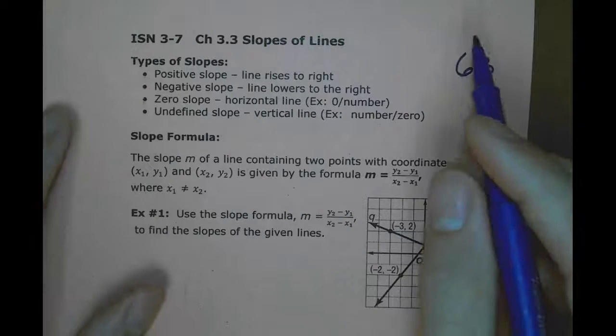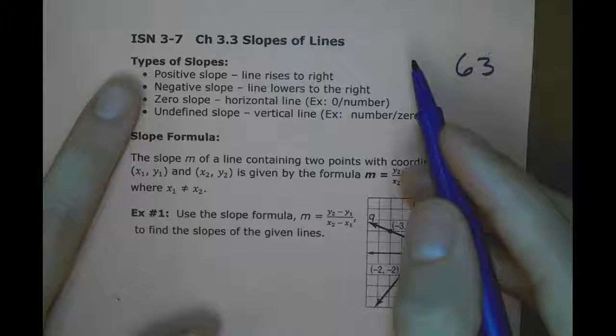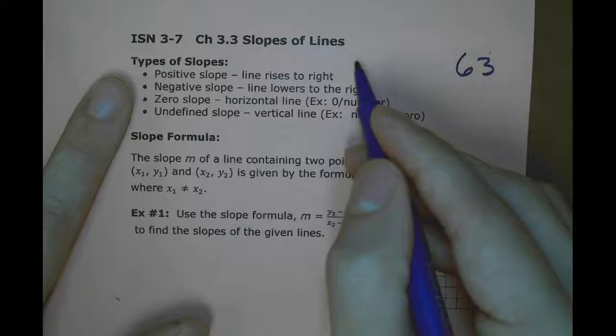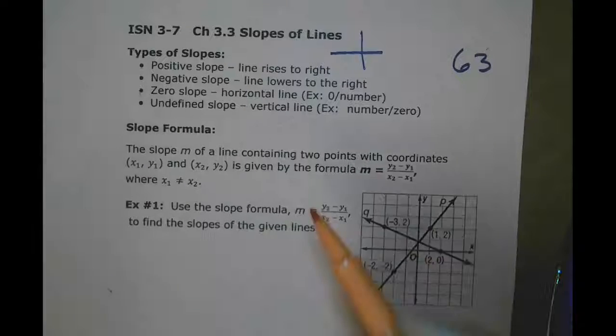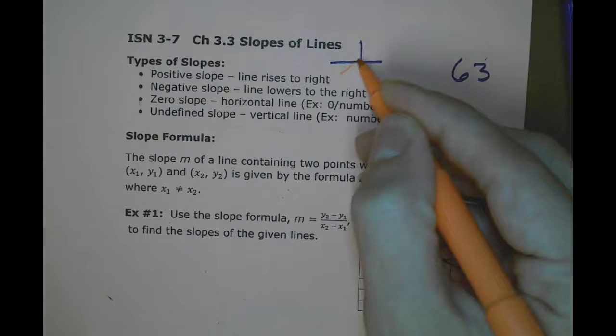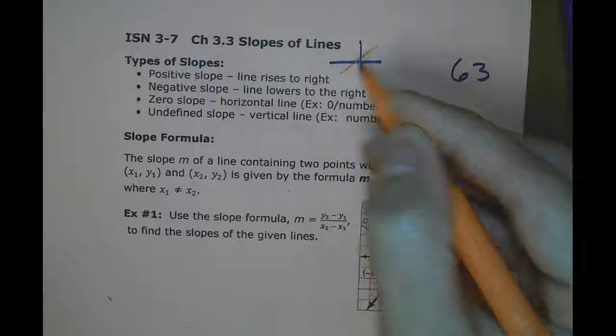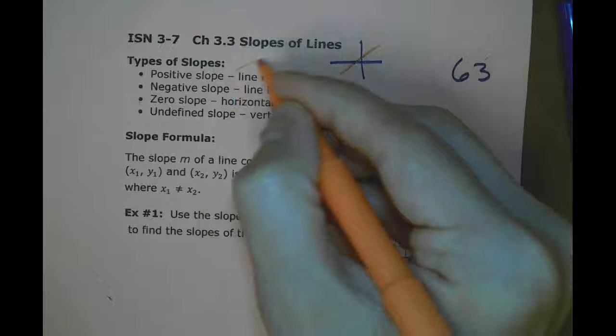There's four different types of slopes. The first type of slope is called a positive slope. So if I were to draw a graph, a positive slope would look something similar to this. So a positive slope looks something like that.